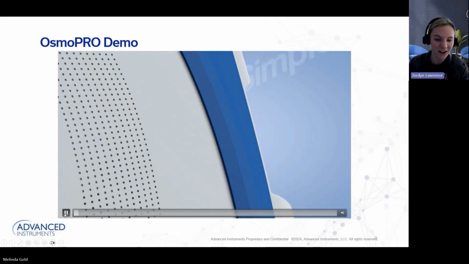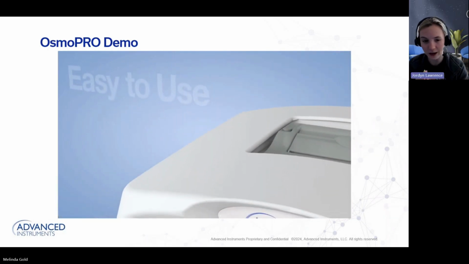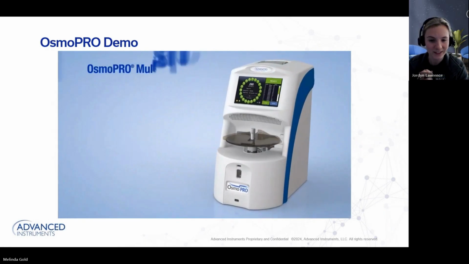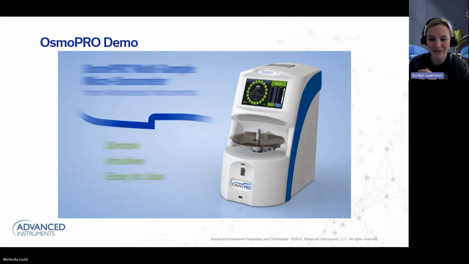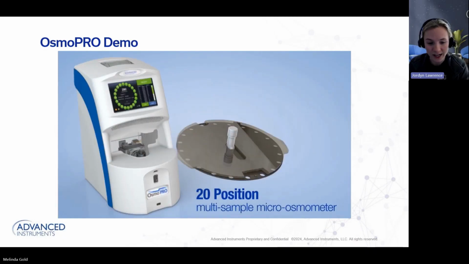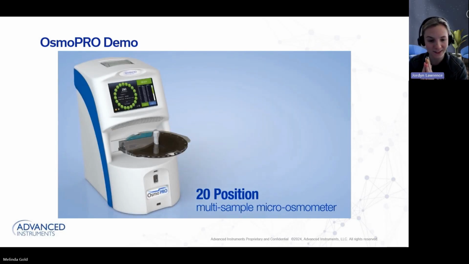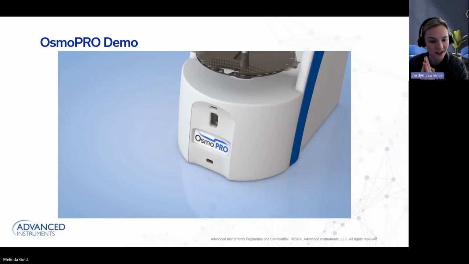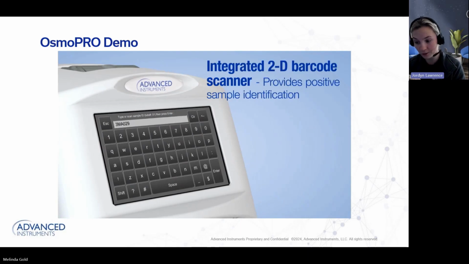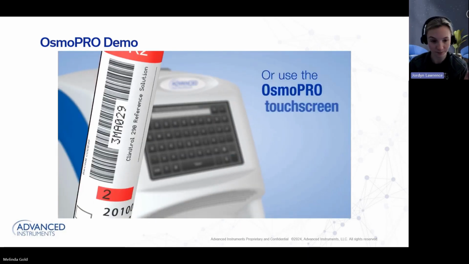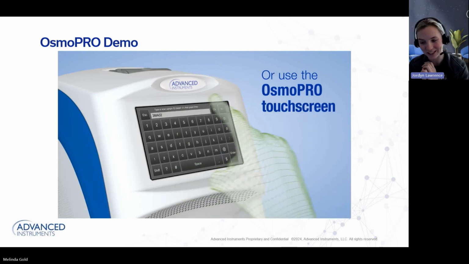This is just an animation to give you the look and feel of how it works. So this is what it looks like. Looks honestly similar to this. It's kind of funny. Very easy to use, doesn't need a lot of training. There are 20 positions with a wiper ring that they're putting on. It has a barcode scanner integrated right onto the system, and it can scan barcodes that you have, or you can enter them through the touch screen, which is really unique.